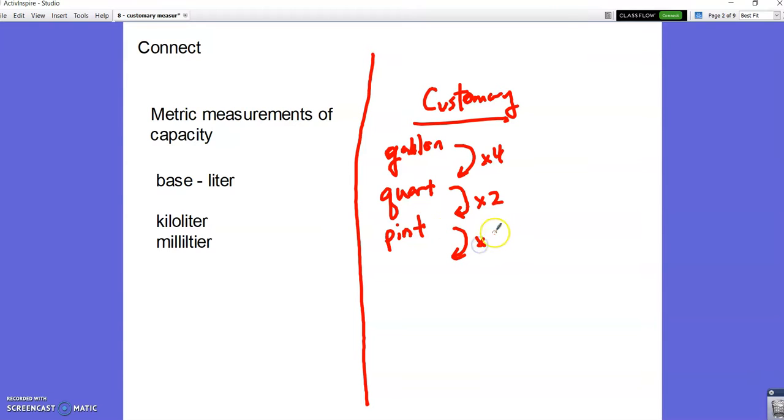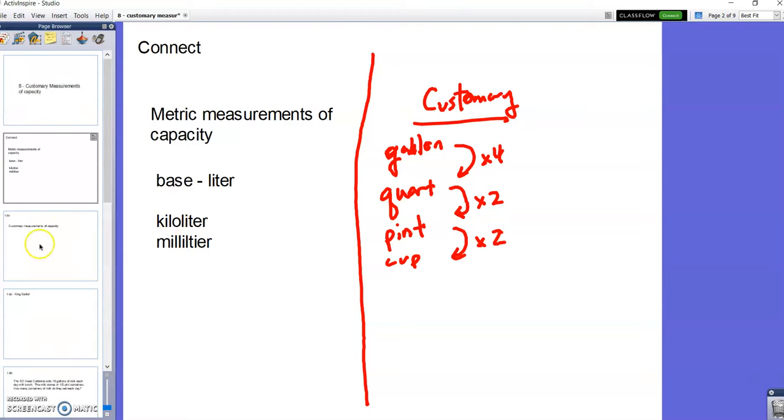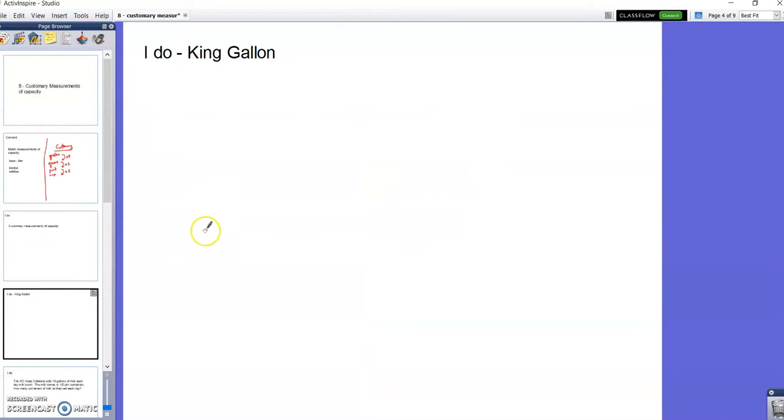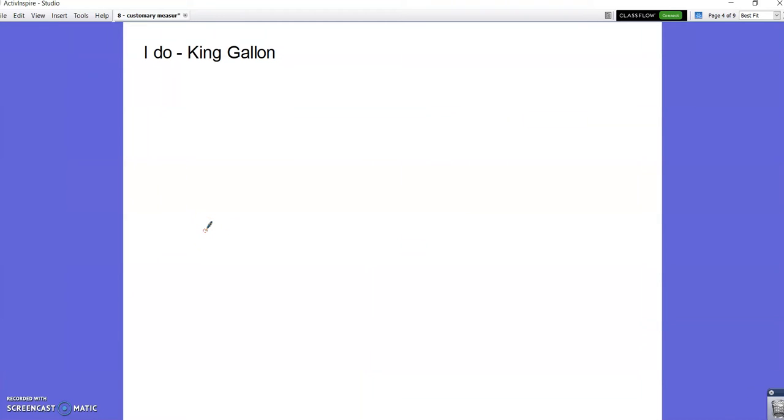So that's really nice. I also have a way for you to remember this. For a lot of the customary stuff, it's really hard to remember. But I've got a story that you can remember. It seems to be easy for people to remember. That reminds you what the different ones are. So I call it the King Gallon story. So let me tell you how it goes.